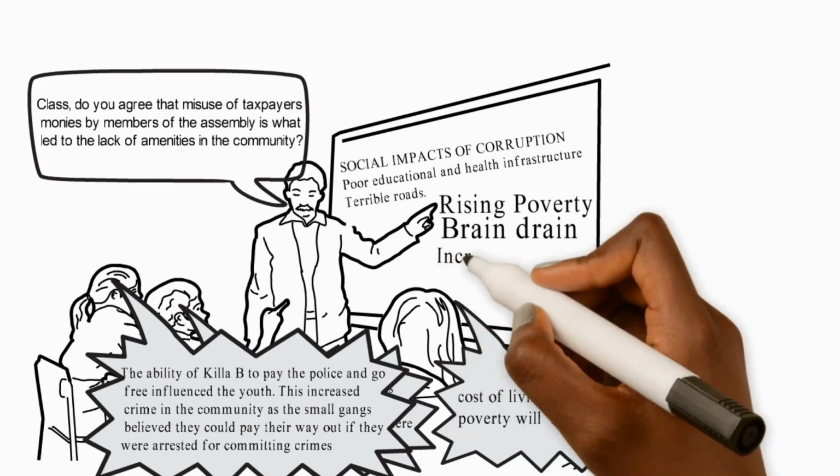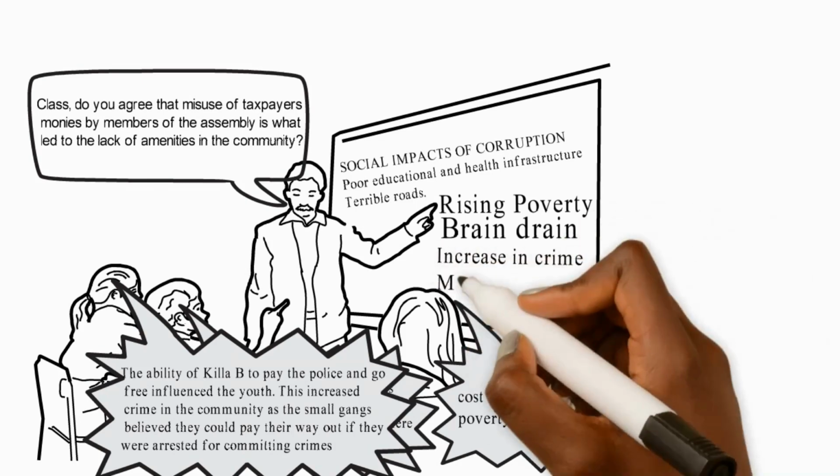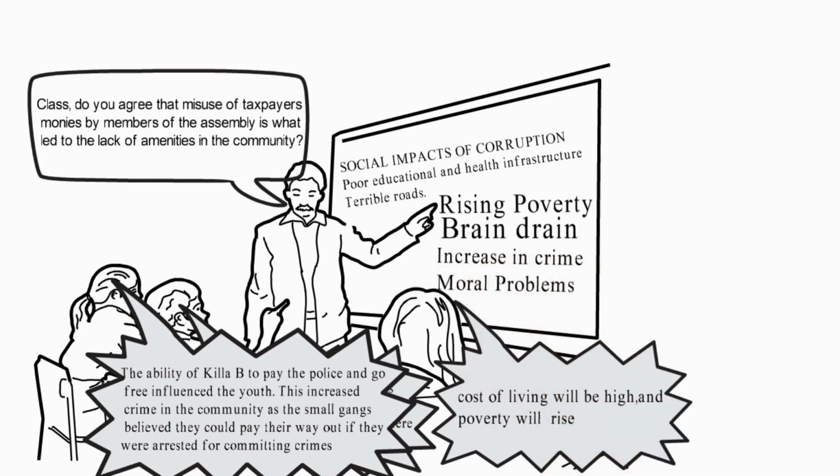First, corruption will lead to an increase in crime, and secondly, it will lead to moral problems. Those are very true points. Well done. Now, we have identified the social impacts of corruption. Who can tell us what they are?